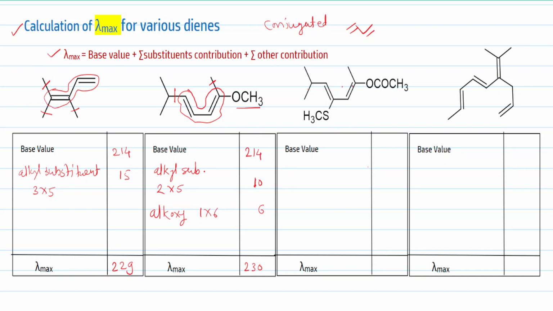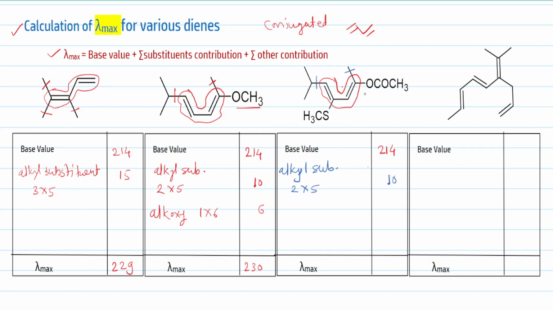For the third compound, we just have to identify the parent diene system. This is the parent diene system. It is a cyclic one, therefore the lambda max value, that is the base value, is 214 nanometer. Then now identify the substituents. This is the first alkyl substituent, and it is the second. So I will write here alkyl substituent, that is 2 into 5, it is equal to 10.